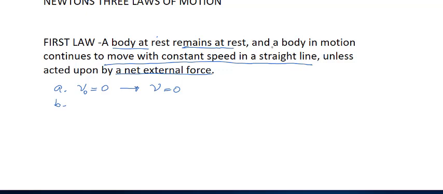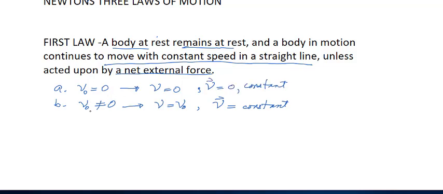For case B, a body in motion, the V naught, or initial velocity, is not equal to 0. But after some time, the final velocity is equal to its initial velocity because of constant speed. And since velocity is constant, it must have the same direction, so direction is also not changing. Therefore, velocity is constant in both cases, since in case A the speed is constantly 0. But situations A and B can only be satisfied if the net external force is 0.